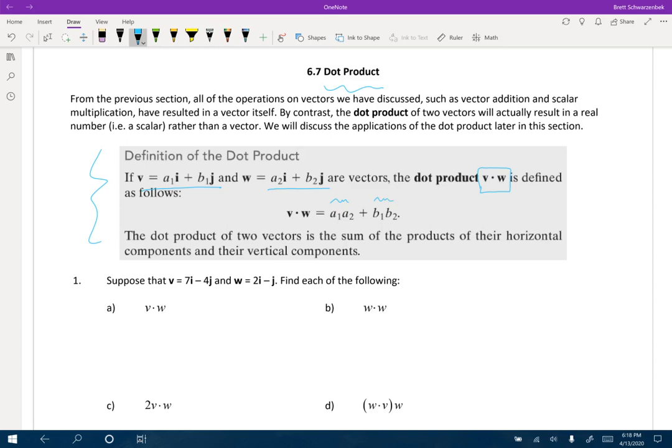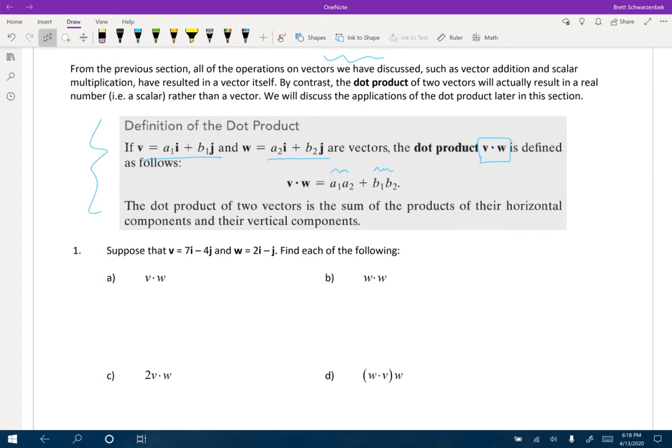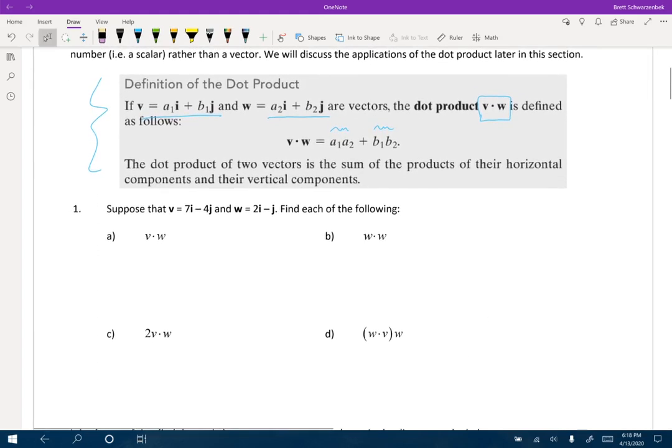For now, you're not going to know in the beginning how important it is and why it's important, but it will be very soon, as a very useful computation for determining a couple vector-related concepts. But before we get there, let's just learn how to use the dot product. So for number one, suppose that you have two vectors. You have v, which is 7i minus 4j, and you have w, which is 2i minus j.